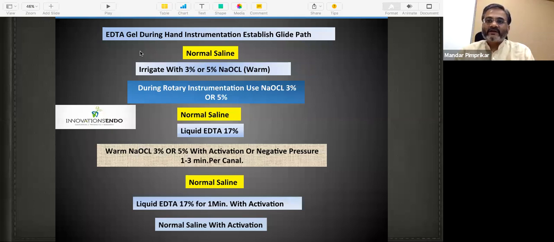Second point, if you use EDTA gel with rotary instrumentation, as a rotary file generates a lot of accumulated hard tissue debris, the gel will allow the accumulated hard tissue debris to form into a plug. And gels are very difficult to refresh. So use liquid. Hypochlorite is the best lubricant. Then you will be using normal saline, and then use liquid EDTA to remove the smear layer which has been developed by the rasping action of the file.